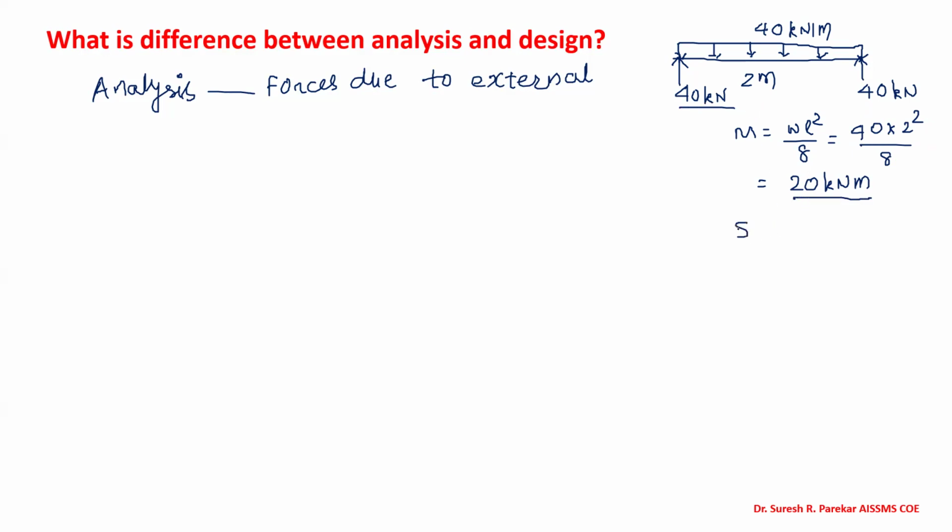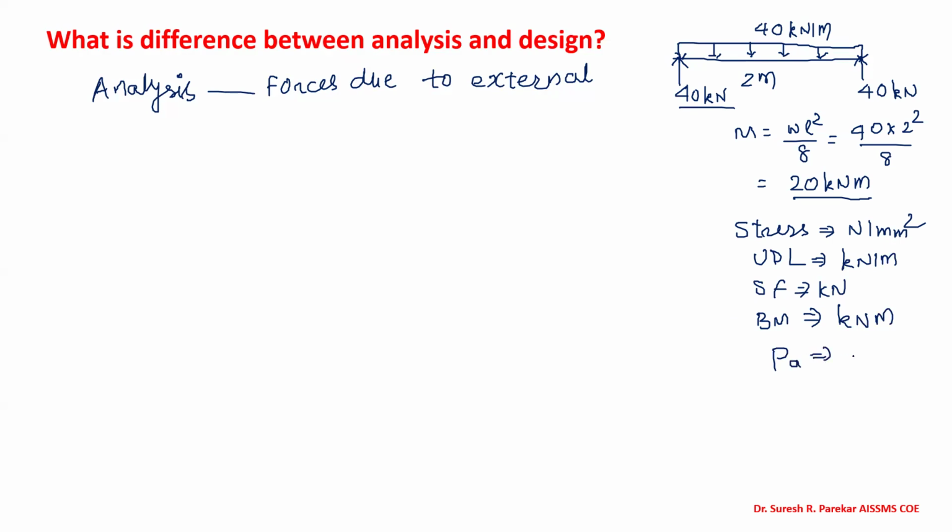Units, keep in mind. We have stress unit, Newton per mm square. Then we have UDL, kilonewton per meter or Newton per millimeter. Then we have shear force, Newton, kilonewton. Then we have bending moment, kilonewton meter. We have Pascal, that is for stress, Newton per meter square. So these units we should know.